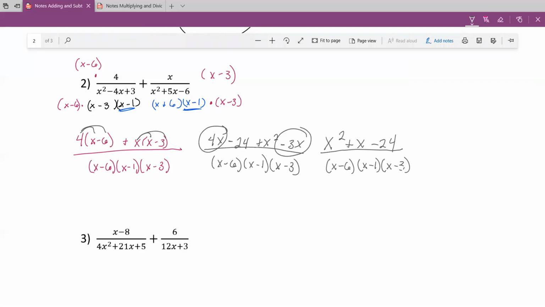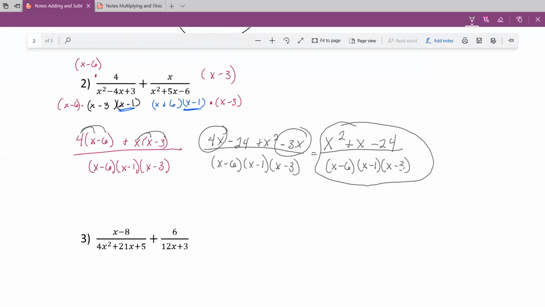Double check to see if you're going to be able to simplify or if you can factor that top. Are there two things that multiply to give you negative 24 but add to get you to 1? Take a second and think about that. I can't think of anything, which means that cannot be factored, so this is my most simplified final answer.